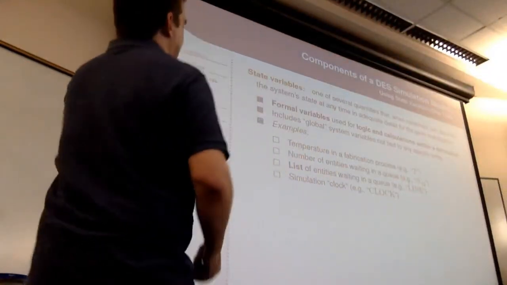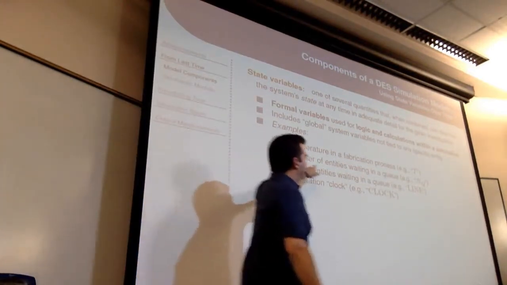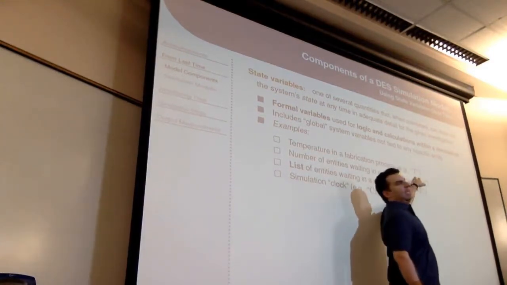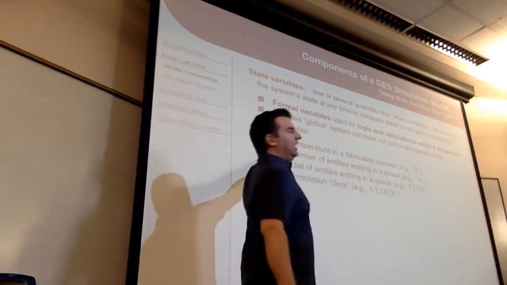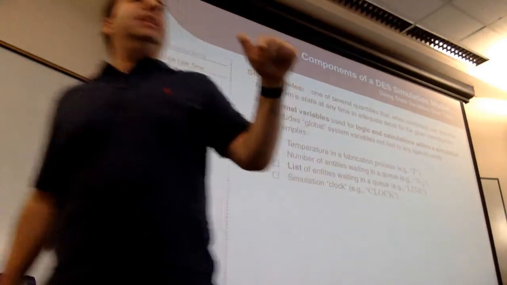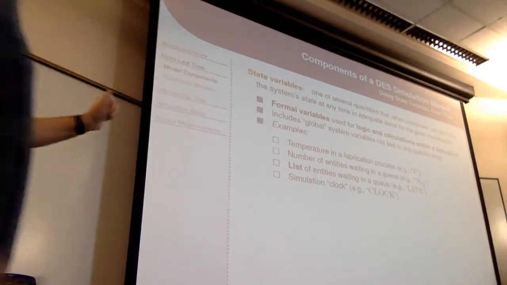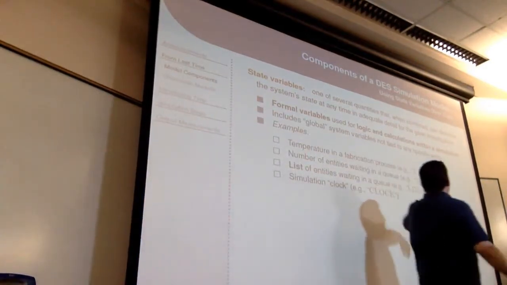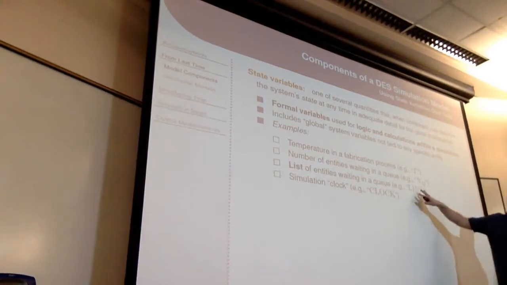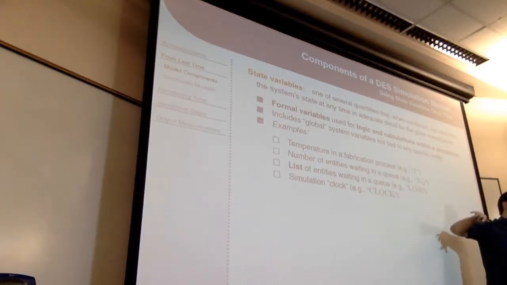So let's say I think temperature in this fabrication process is important. So let's generate a state variable called T that will keep track of how the temperature changes over time. Or I think the number of entities waiting in a queue, I need that to calculate some performance measure later on, like the maximum number of entities ever waiting in a queue. So let's keep track of that state variable. I want to know who's waiting in line. Let's put all of the customers who are waiting in line in a list, and we'll maintain that list. So at any instant of time, we'll be able to see who's waiting in line, and so on.